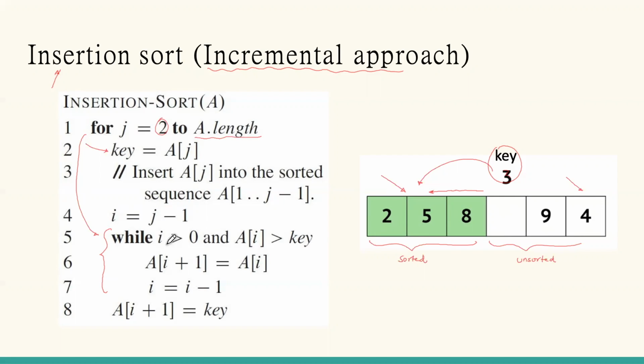And this while loop executes until it finds a place for this key. If it's already sorted, it might find it ahead of time. If not, it might go all the way to the beginning of the list.